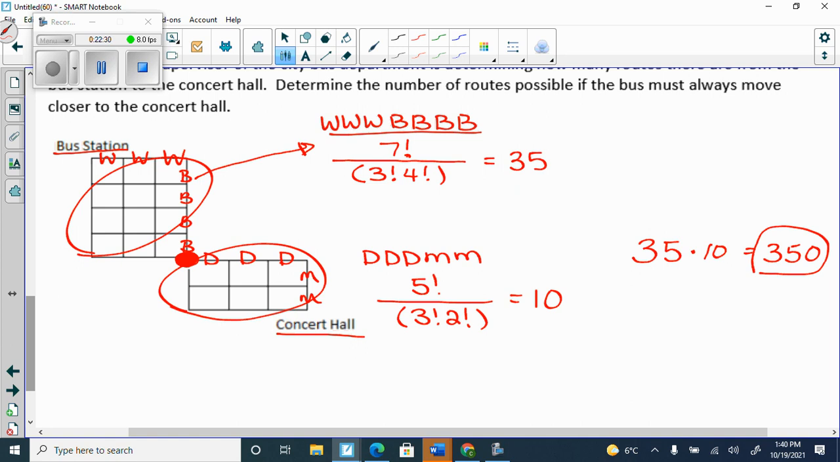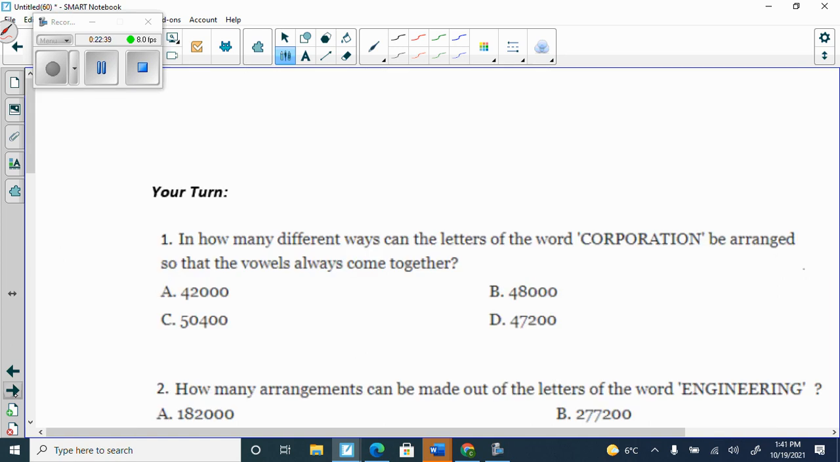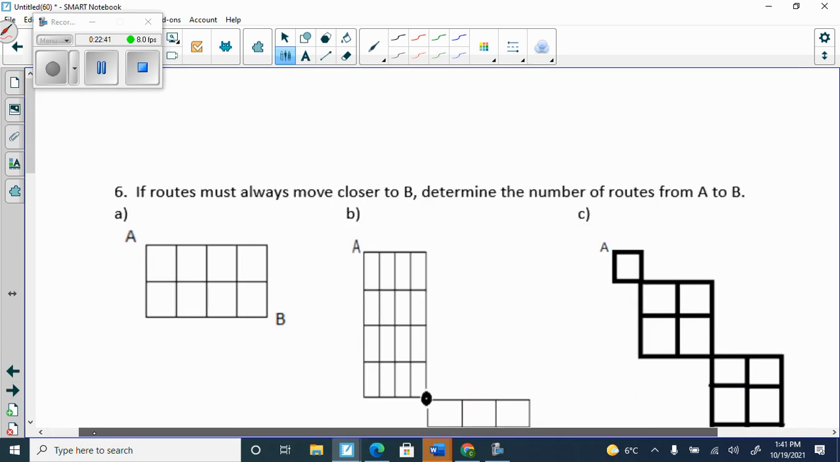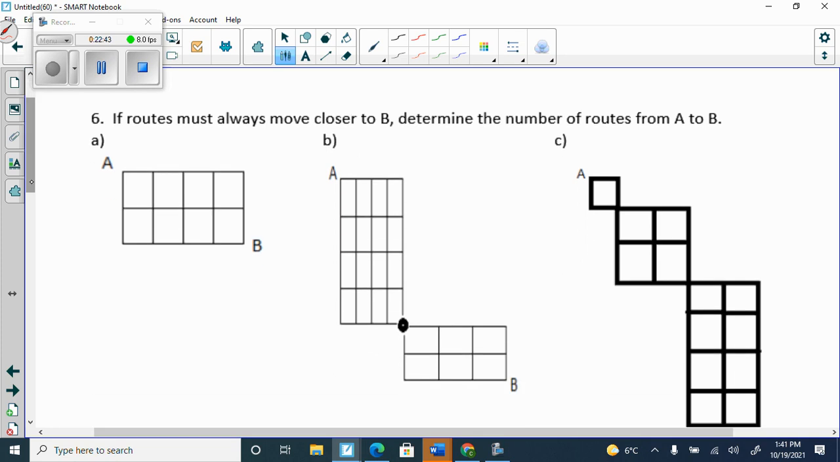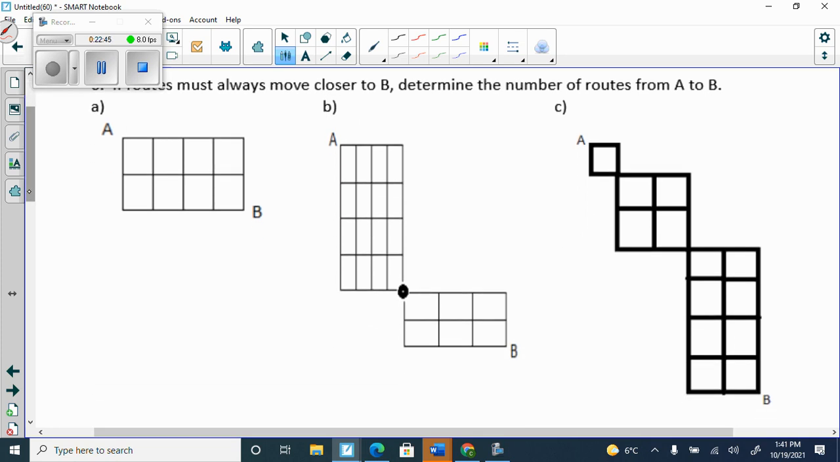What you're going to have for tomorrow done is you're going to flip ahead to number 6. It looks exactly like this. There's 3 of them. Right here. I want these answered for tomorrow. For C, you're going to get 3 of them and multiply them.